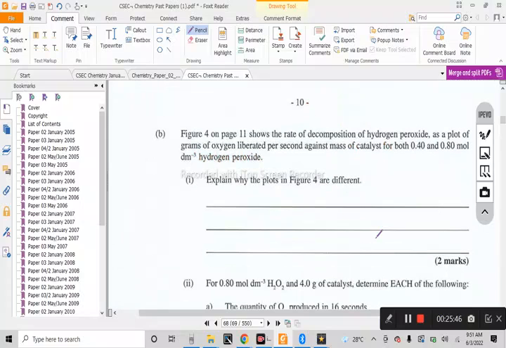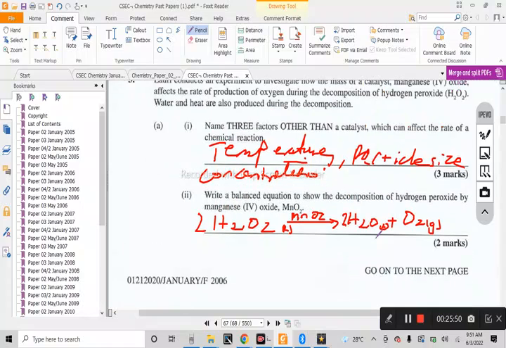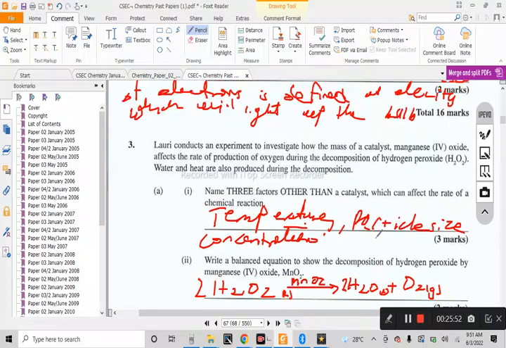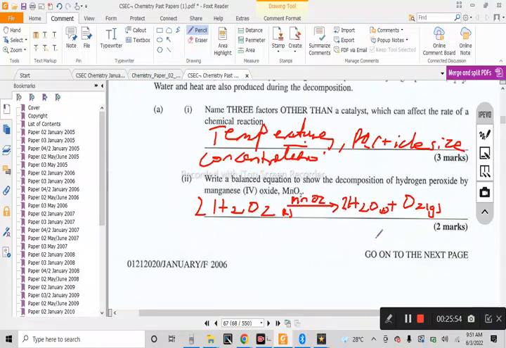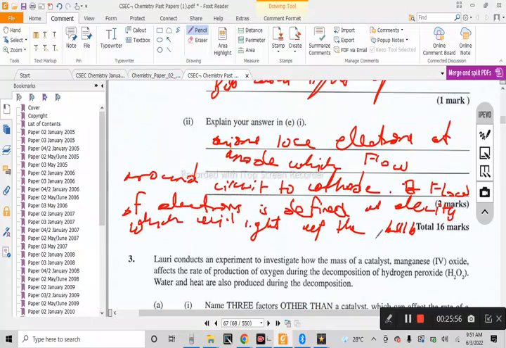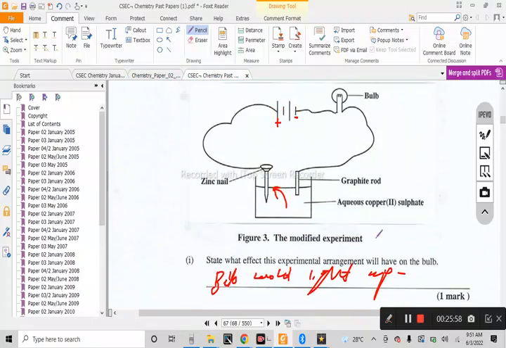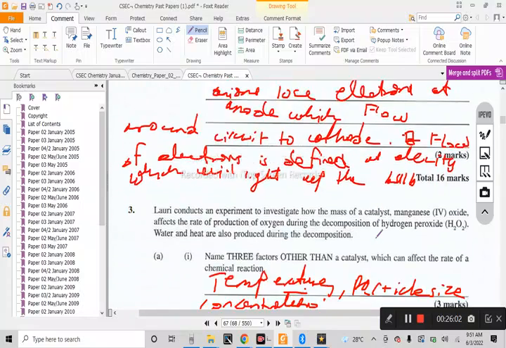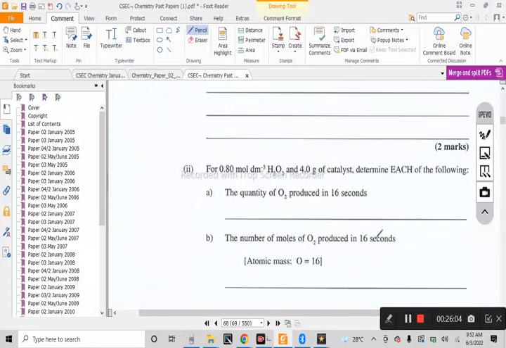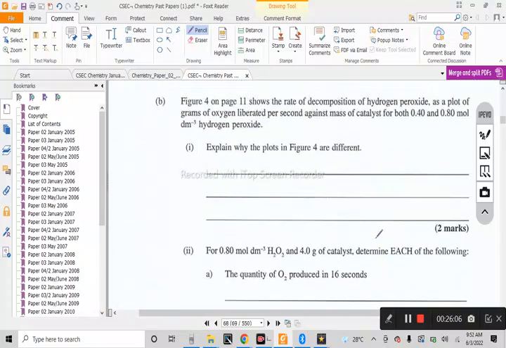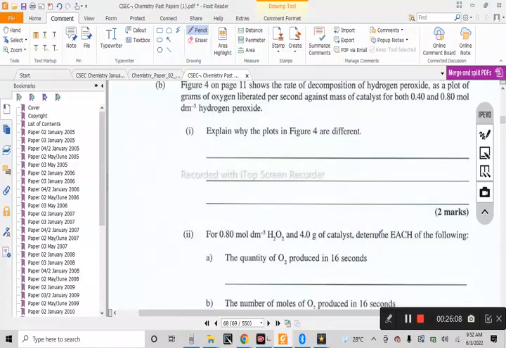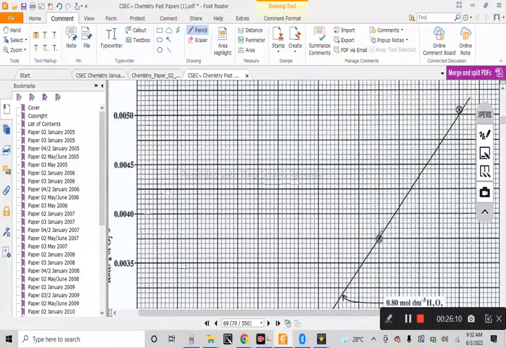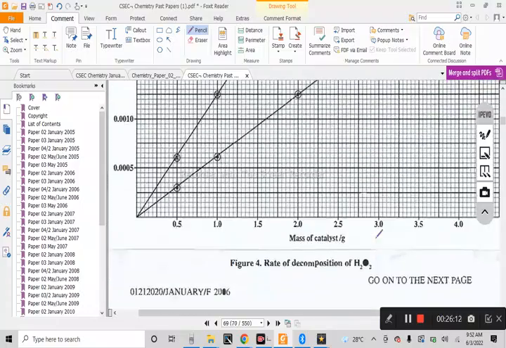So on page 11, figure 4 on page where? Our page 11. The page numbers are at the top. I can't decide the one for you. So figure 4 on page 11. Oh, down here. The graph.